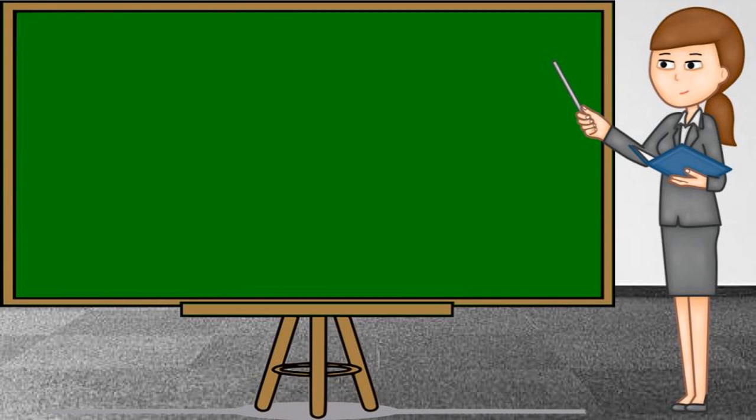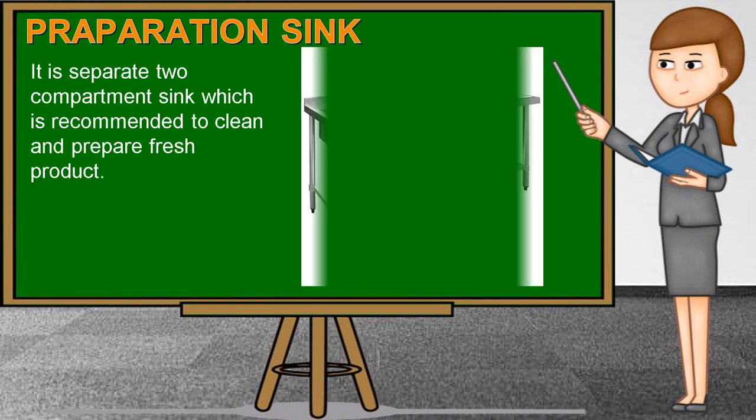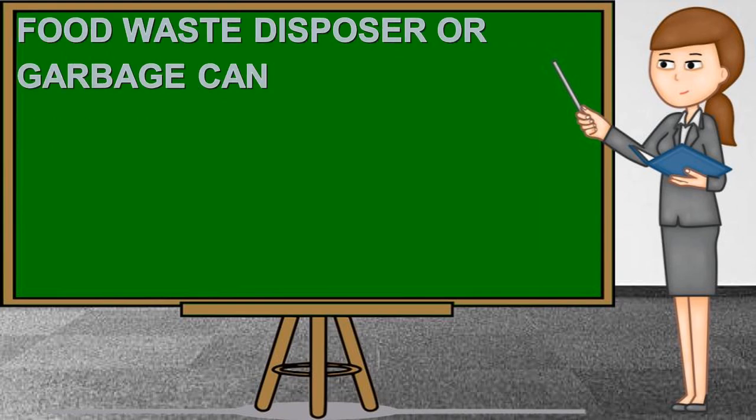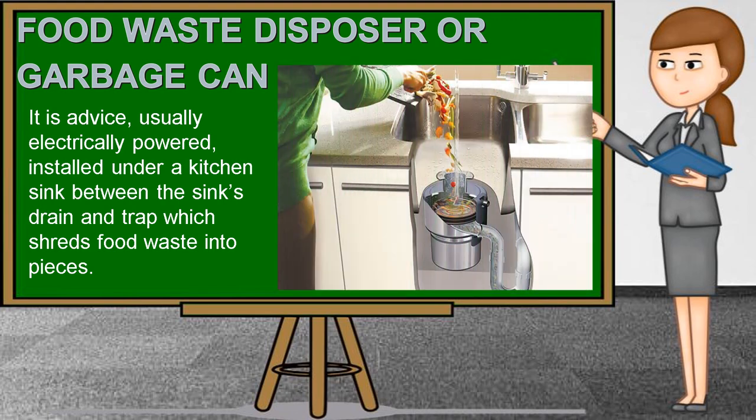Another great tool and equipment needed in the preparation of salad is the preparation sink. It is a separate two-compartment sink which is recommended to clean and prepare fresh produce. Food waste disposer or garbage can. It is a device, usually electrically powered, installed under a kitchen sink between the sink's drain and trap, which shreds food waste into pieces.